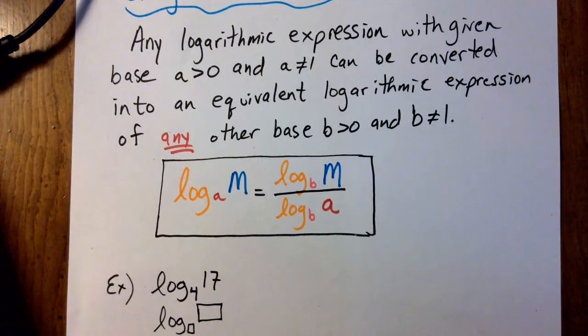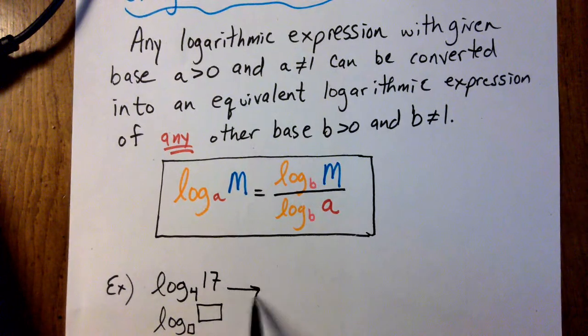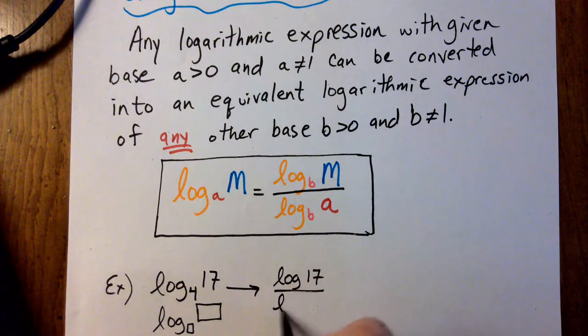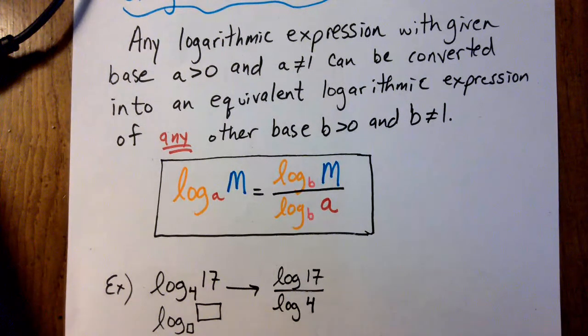Well, guess what? Our calculators didn't do this. You could only put in base 10 and base E, right? Common logs or natural logs, right? So common log is base 10. So if we wanted to rewrite this right now as a common log, we could. We would write it as log base 10, don't need to write it, of 17 divided by log of 4.